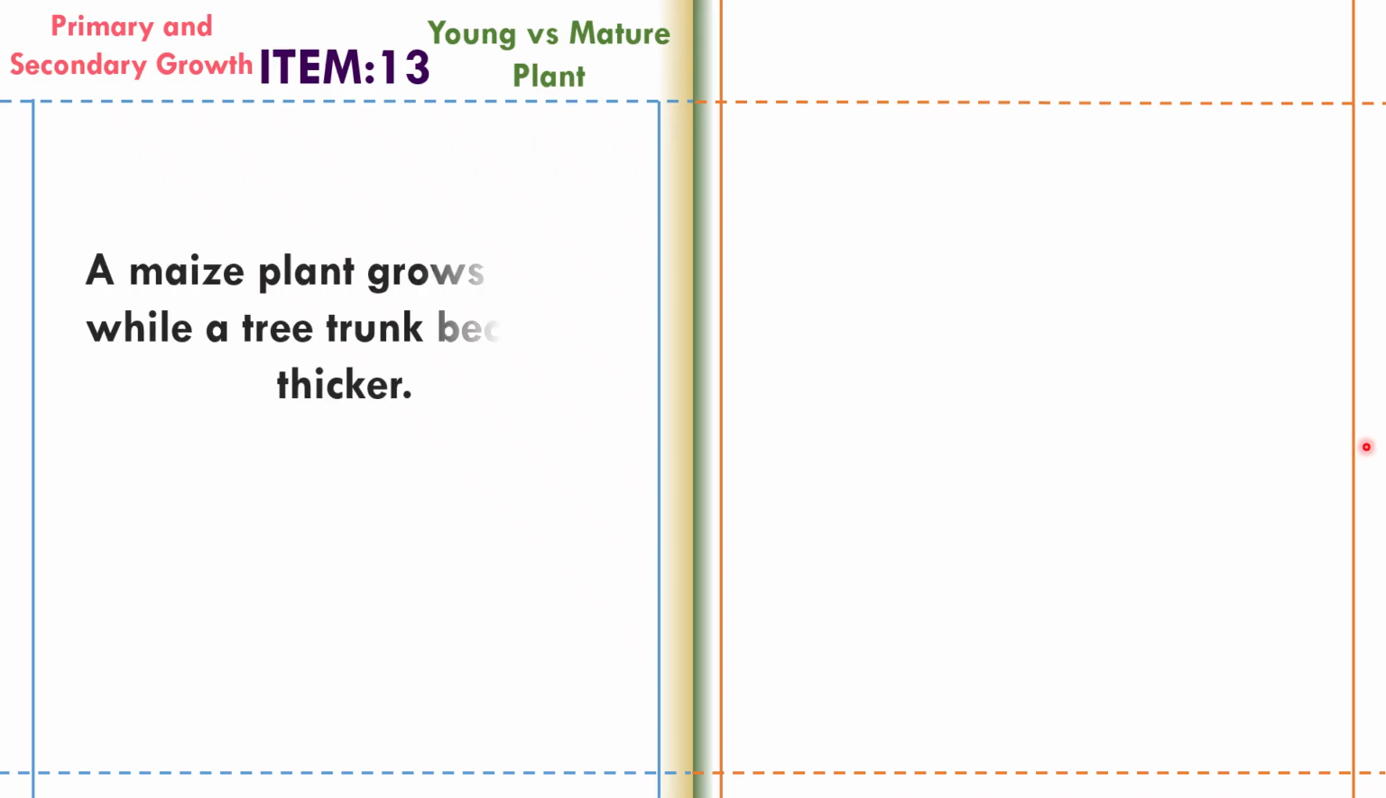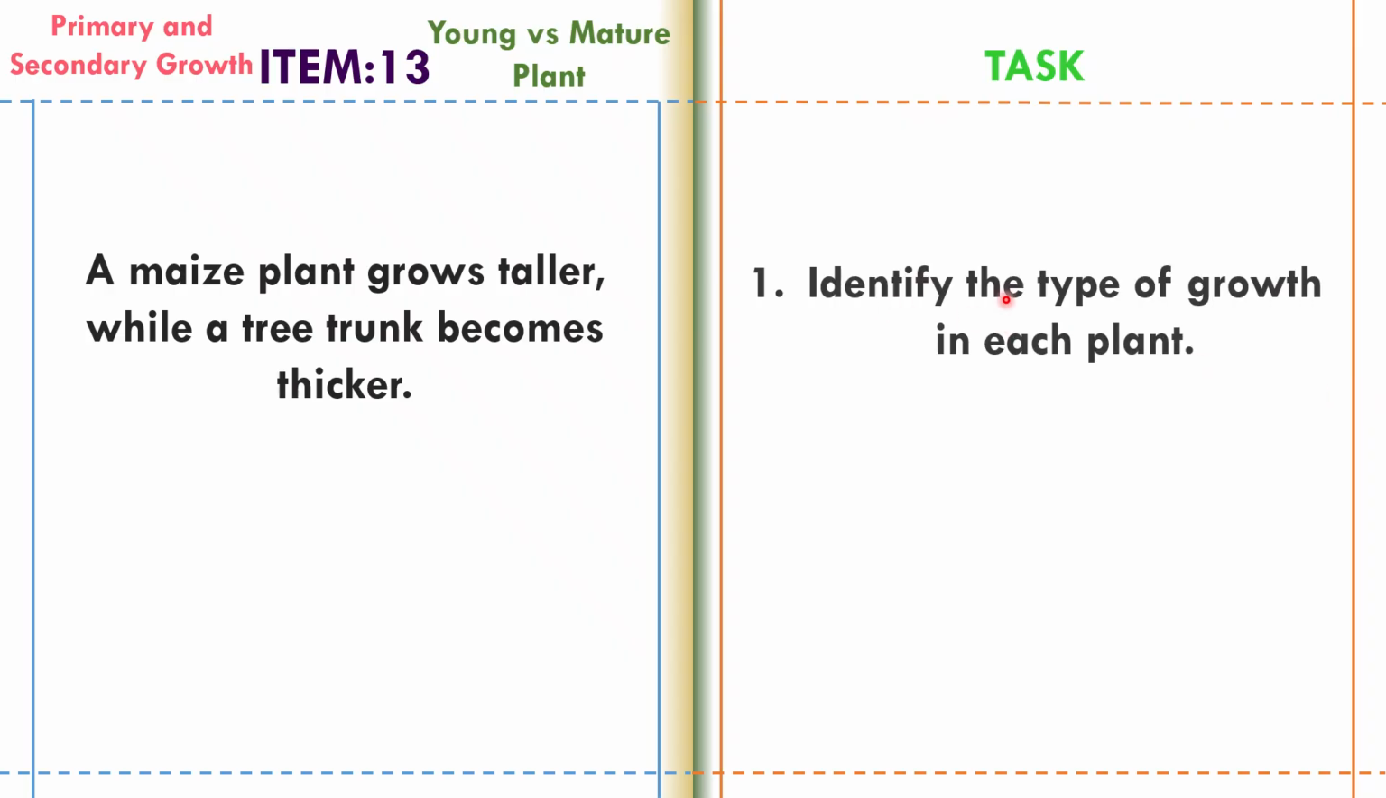Still under primary and secondary growth, item 13. Let's now look at the young versus mature plant. Maize plant grows taller, while a tree trunk becomes thicker. Task: identify the type of growth in each plant. Name the meristems involved.